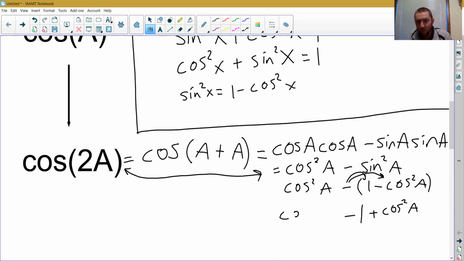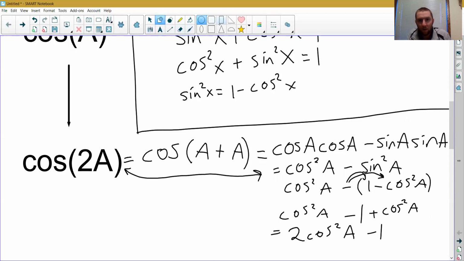And then I still have a cosine squared A in the front. When I have cosine squared A plus another cosine squared A, what it becomes is 2 cosine squared A minus 1. So this right here is another double angle formula for cosine. 2 cosine squared A minus 1 is a very good option, as is this one up here.